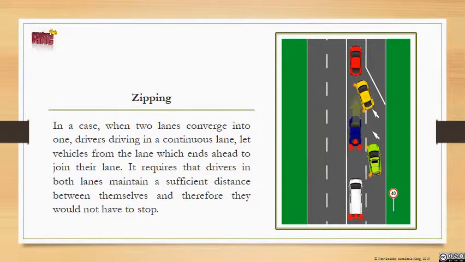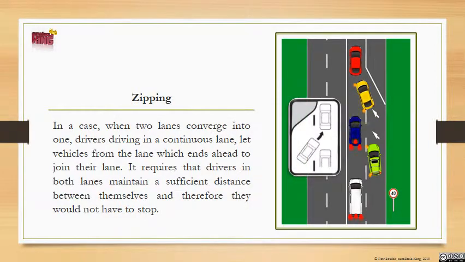In a case when two lanes converge into one, drivers driving in a continuous lane let vehicles from the lane which ends ahead join their lane. It requires that drivers in both lanes maintain a sufficient distance between themselves, and therefore they would not have to stop.